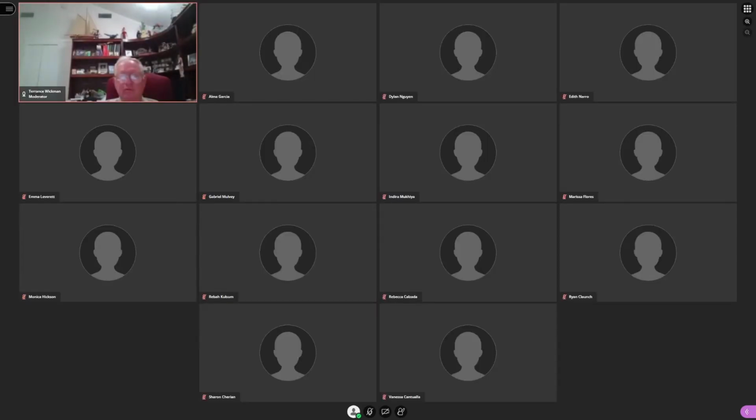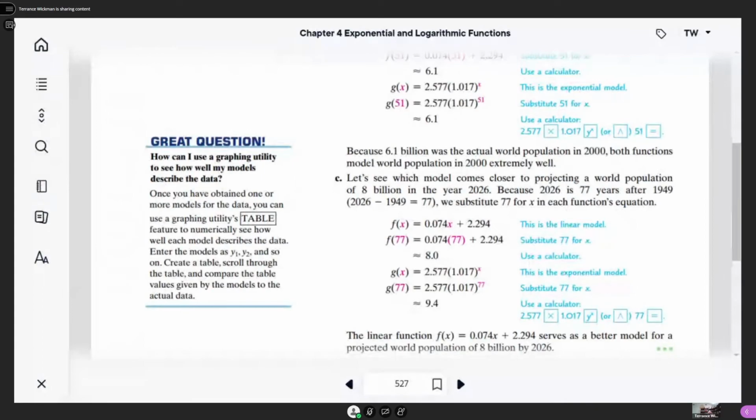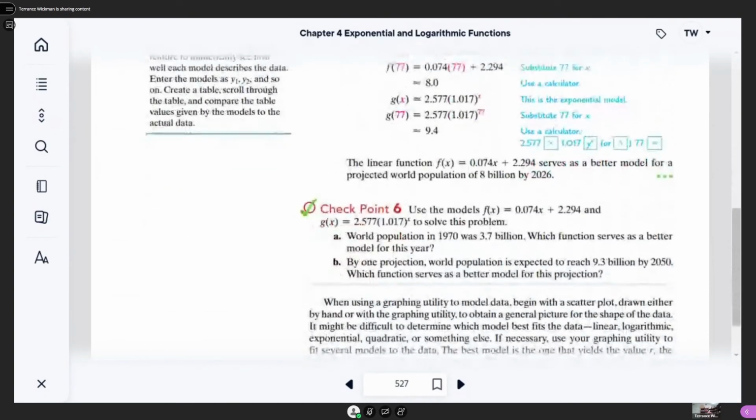So let's take a look. Back to the book. Now, let's look at the year population 77. That's year 2026. If you put 77 in the linear model first, you get 8.0 billion. If you put 77 in for the exponential model, you get 9.4 billion. That's a huge difference. One of them's right and one of them's not right. You're going to say, well, how do you know? It says by other projections, the world population is expected to reach 9.3 billion by 2050.